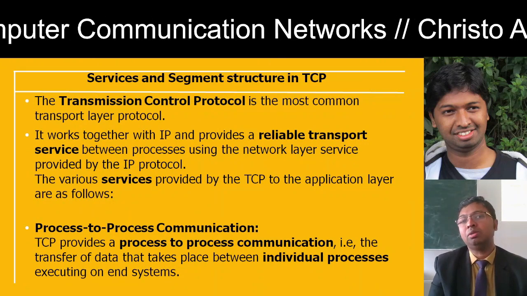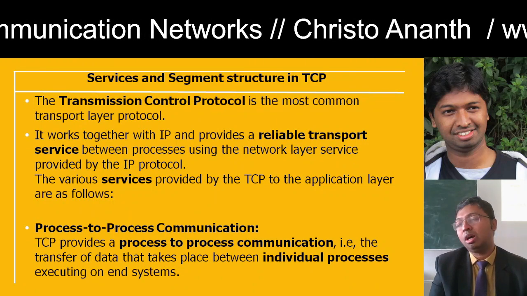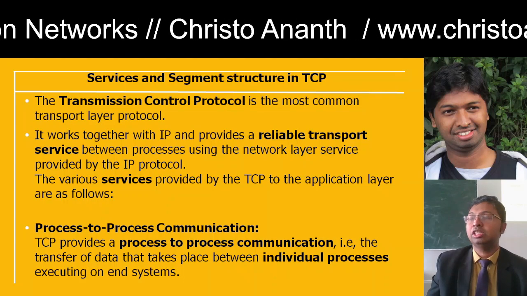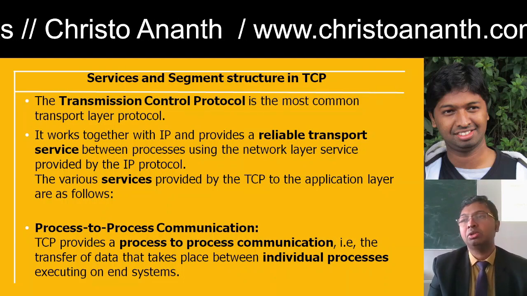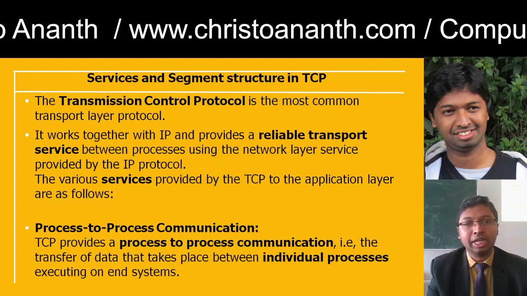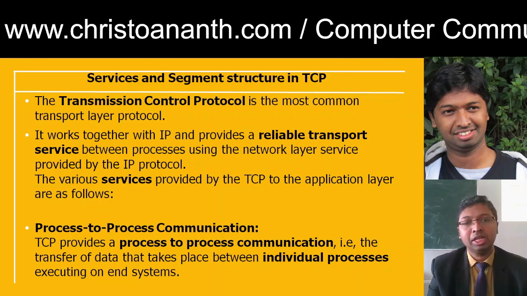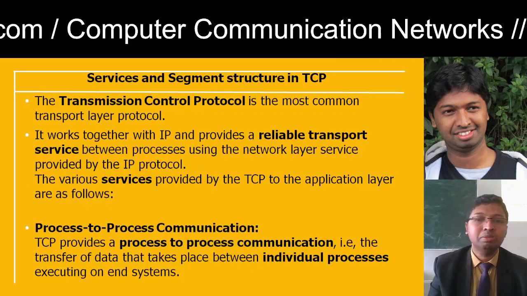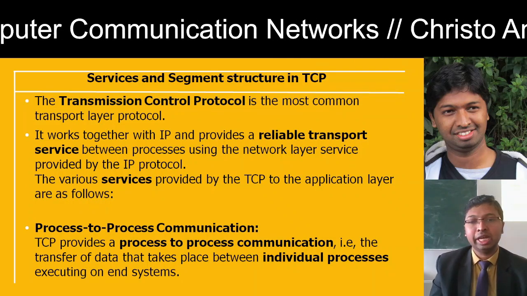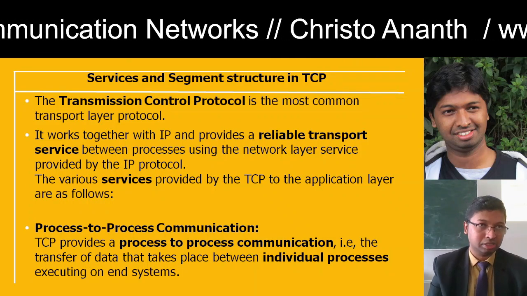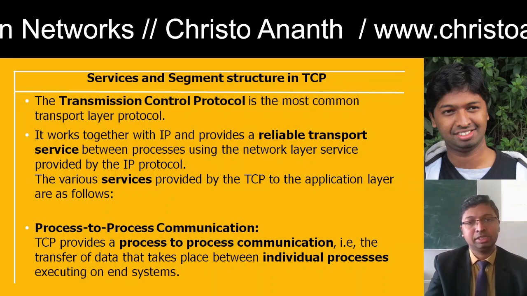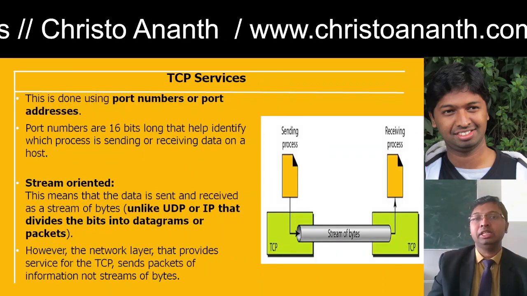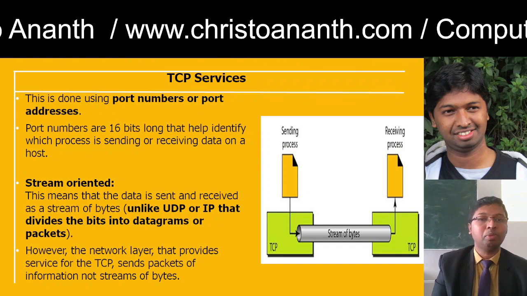So Transmission Control Protocol is the most common transport layer protocol. It works with IP, and it provides a reliable transport service. Among the various services is process to process communication, which means that transfer of data takes place between individual processes executing on the end systems. This is done using port numbers or port addresses.